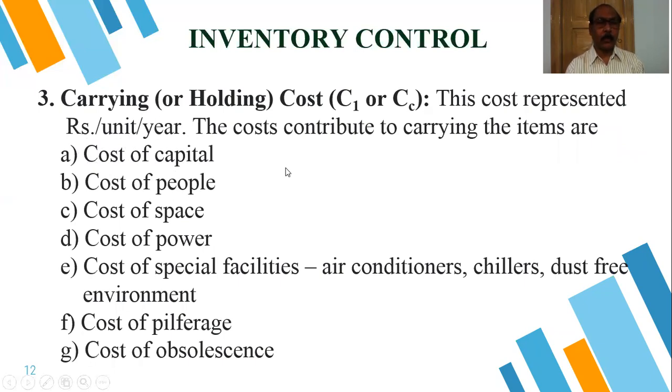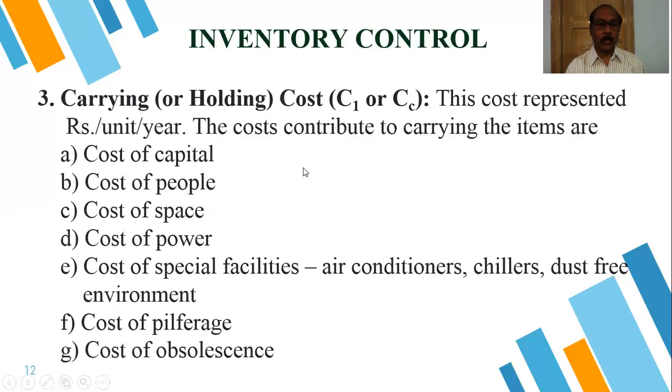Cost of the people. When we are keeping the item in a warehouse, that warehouse is looked after by an employee or people, and that cost is involved. That's why it is known as the cost of the people. Cost of the place: that warehouse may be rented, or the cost to maintain that warehouse is there. That's why it is known as the cost of the space. Cost of the power: whatever electricity maintenance is related to the warehouse, that is the cost of the power.